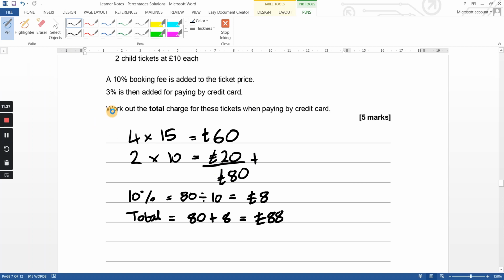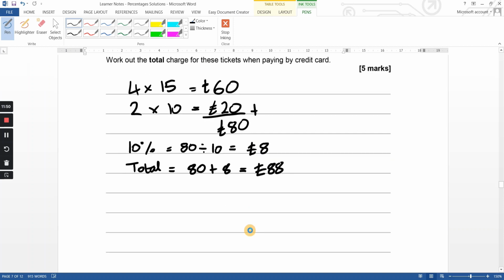And then the last bit, 3% is then added on. Just be careful, this bit is the last thing you do. It's 3% of £88, because now we do the 3%. So I need to work out 3% of £88 and add it on. How am I going to do that without the calculator? Let's work out 10% first. 10% of 88, when you divide that by 10, gives me £8.80.